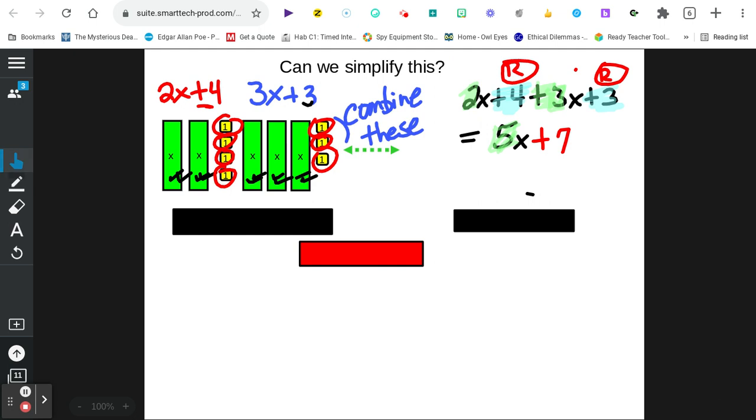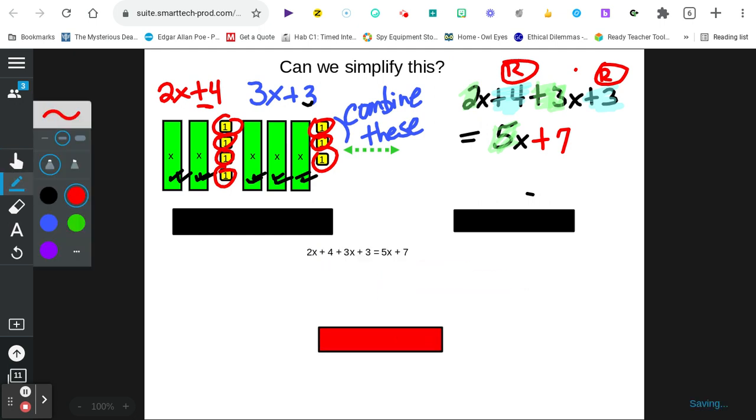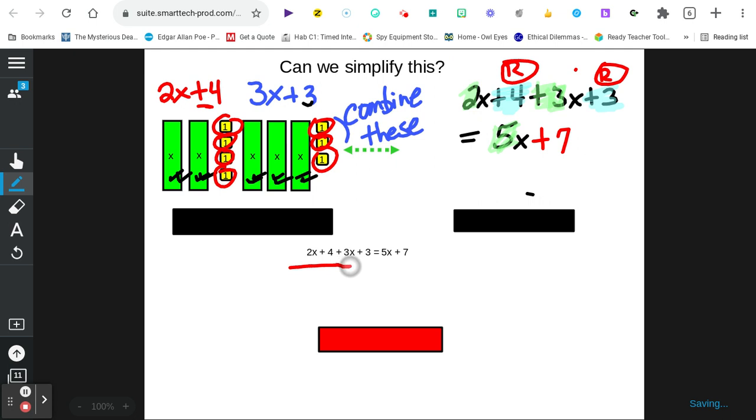So with that being said, we know that 2x plus 4 plus 3x plus 3 simply equals 5x plus 7. And that's that. You can easily look at tiles and put them together.